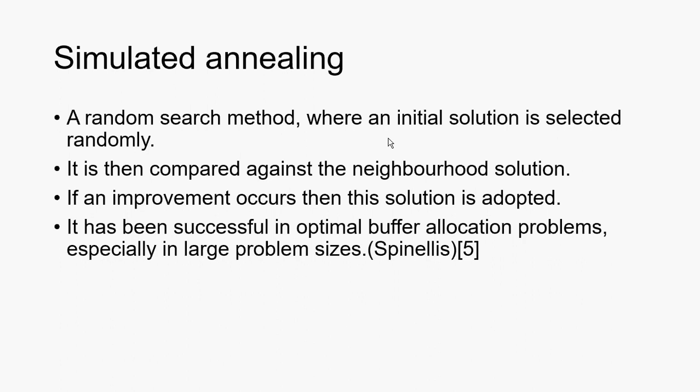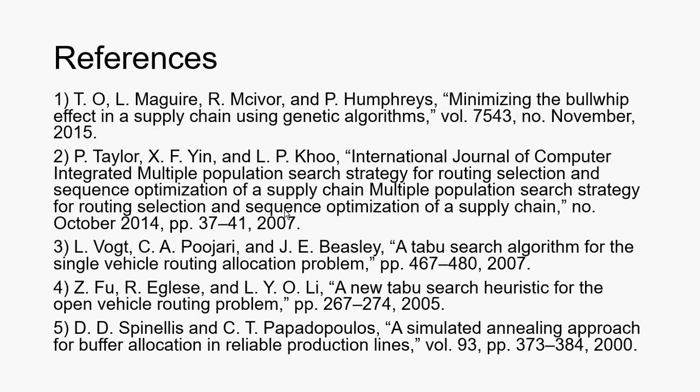So, lastly, coming to the simulated annealing algorithm, it is a random search method where an initial solution is selected randomly and then compared against its neighborhood solution. If an improvement occurs, then the solution is updated, and it has been successful in solving optimal buffer allocation problems, especially in large problem sizes. So these are some of the examples of optimization techniques and their applications, and these are the differences that I've taken for this presentation.